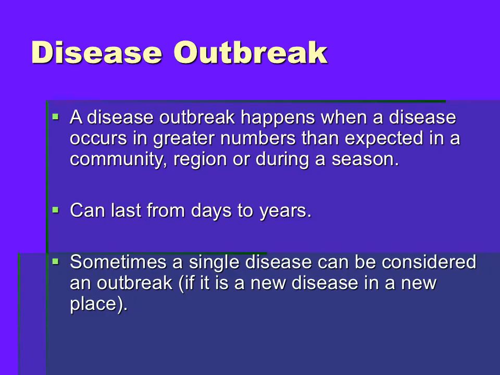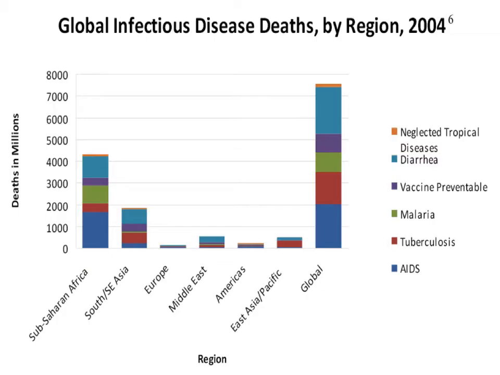So we're going to go over a couple different types of diseases in this lesson and build upon microbes. A disease outbreak happens when a disease occurs in greater numbers than expected in a community, region, or during a season. Disease outbreaks can last from days to years. Sometimes a single disease can be considered an outbreak if it is a new disease in a new place.